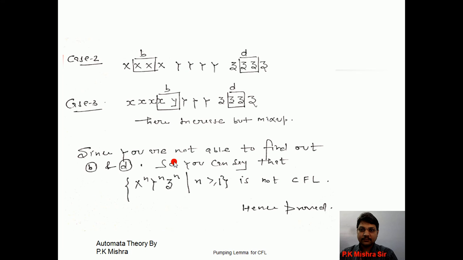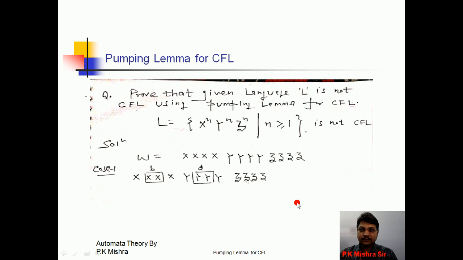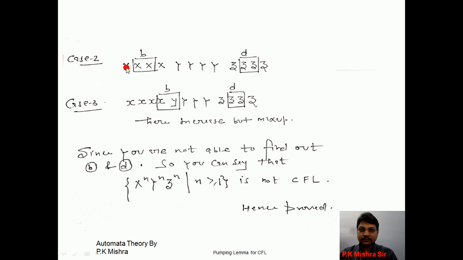Okay. Now see. Now divide this string in another way. Suppose I am taking the second and third x as a b, and the fourth x and all the y as a, the first z as a c, the second and third z as a d, and the last z as a e. If I am taking it like this, then pump b and d. We can pump only b and d. This is given in the rule. Now see. Now pump b and d.